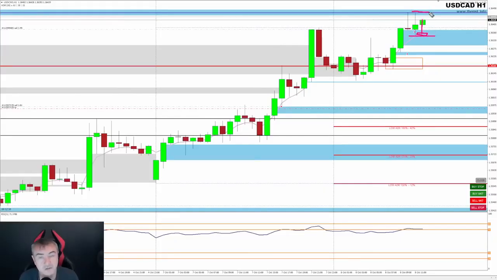Because it's indecision. Hasn't broken the high of the last candle. Hasn't broken the low of the last candle. Yes, the bears won this round, but the bulls won the last one. So what is it? 1-1. Indecision. You could use that as a scorecard if you want to.